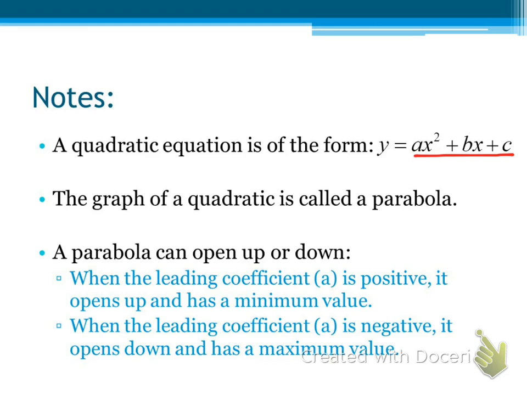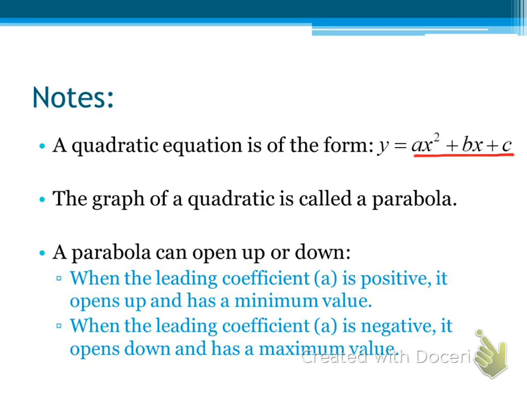The graph of a quadratic is called a parabola, as we talked about on that first slide. A parabola can open up or down. When the leading coefficient a is positive, it opens up and has a minimum value. When the leading coefficient a is negative, it opens down and has a maximum value.